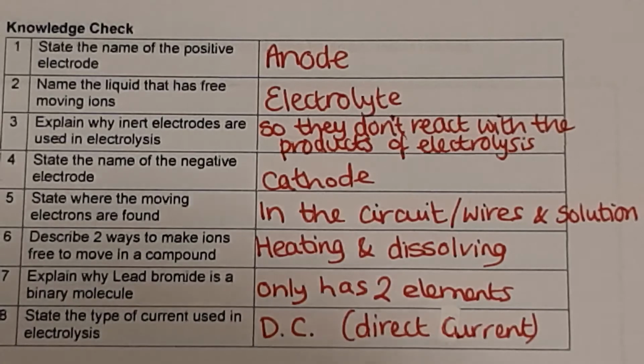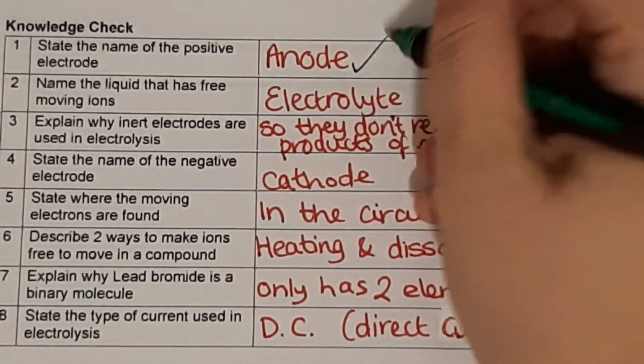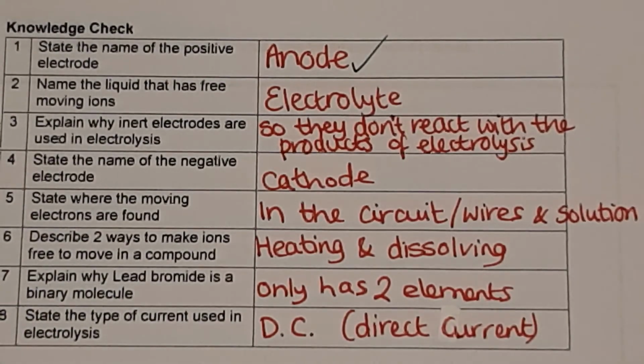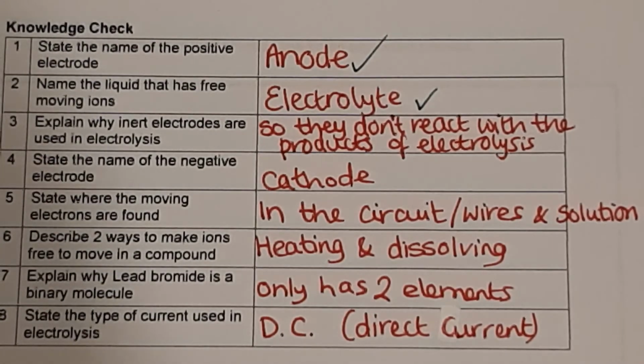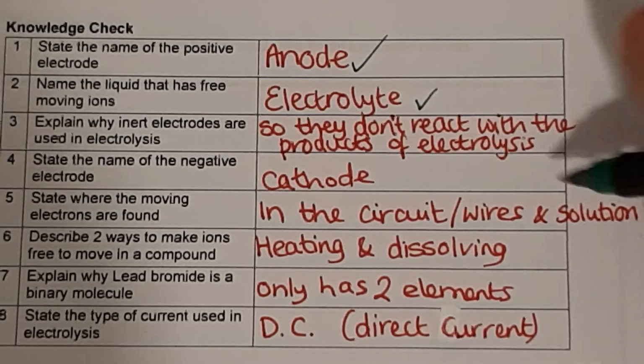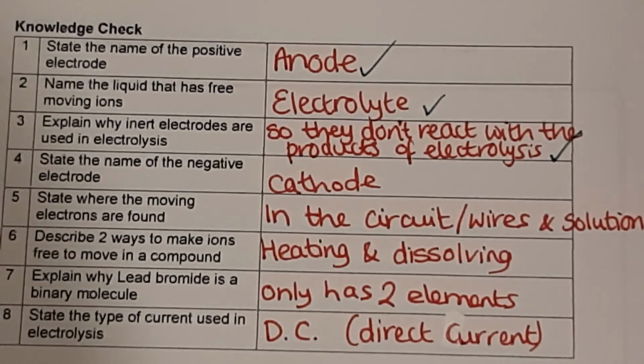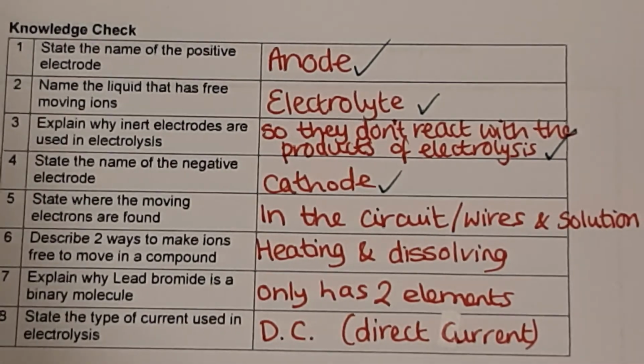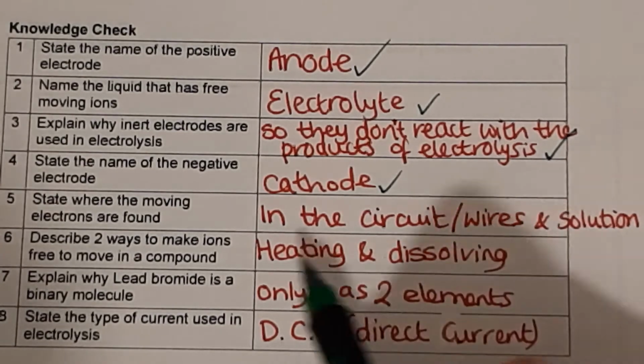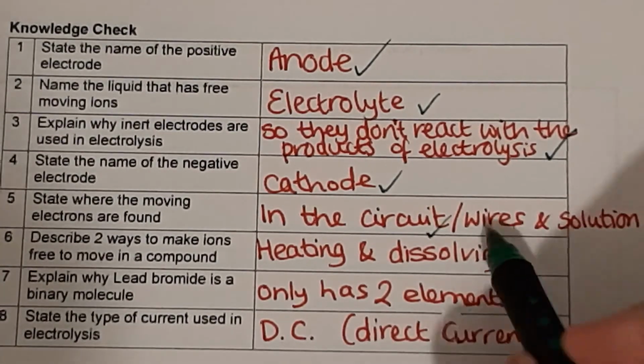Okay, so let's go through those. Question 1, state the name of the positive electrode. Well, that would be the anode. Question 2, name the liquid that has free moving ions. That's the electrolyte. Question 3, explain why inert electrodes are used in electrolysis. Well, that is so they don't react with the products of the electrolysis. Question 4, state the name of the negative electrode. That's the cathode. Question 5, state where the moving electrons are found. Well, that's in the circuit, or you could have put in the wires and solution.